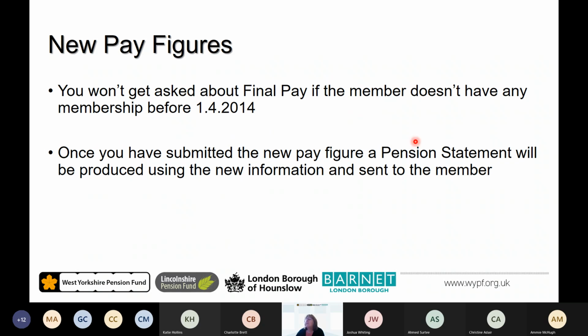You won't get asked for final pay for members that haven't got any pre-2014 service, although you should have provided the full-time pay for everybody on your monthly return. Once you've submitted the new pay figure, the pension statement will be produced, providing it goes through the checking system again. Providing it meets everything in the checking system, it will then go off and produce a benefit statement. If it fails on something else, because you've given us a pay figure that's a lot higher than it used to be, you may get a query coming back out to you.